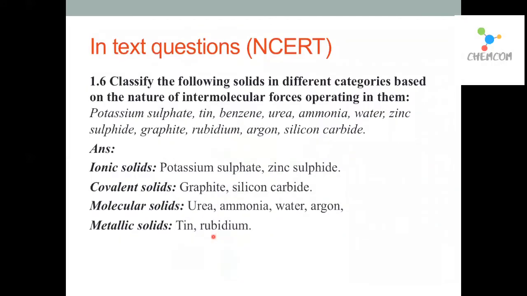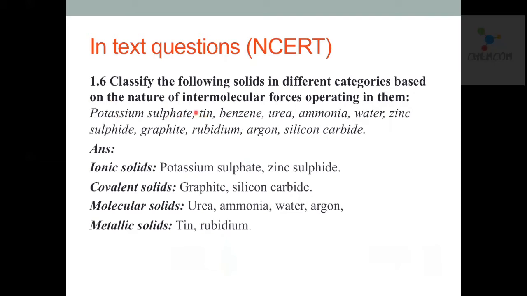So let's find out some index equations. Here are equations where you have to find out whether the compound is an ionic, covalent, or molecular solid. First, potassium sulfate. Since potassium is a group 1 element, it should be ionic. So hence it should be an ionic solid.